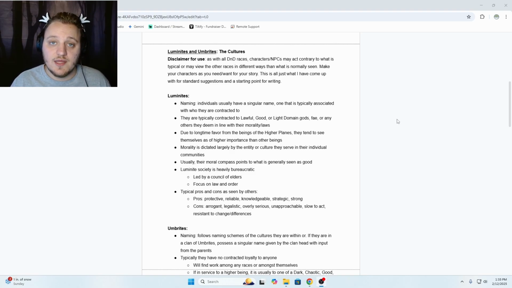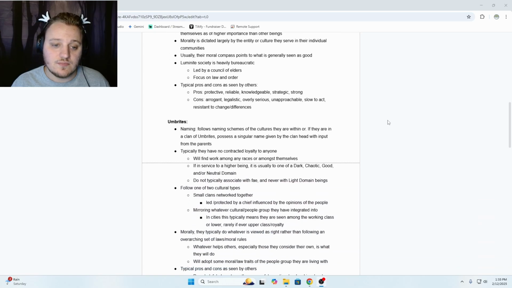Typical pros that the other races see in the Luminites are that they are protective, reliable, knowledgeable, strategic, strong, and different cons that the other peoples that are interacting with them might see are that they're arrogant, legalistic, overly serious, unapproachable, slow to act, and possibly resistant to change or differences.